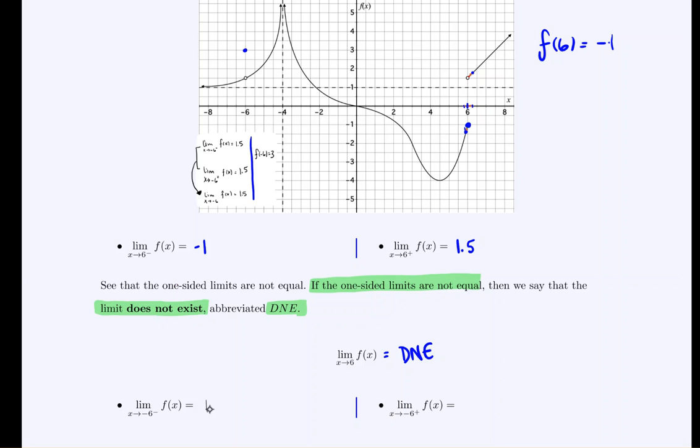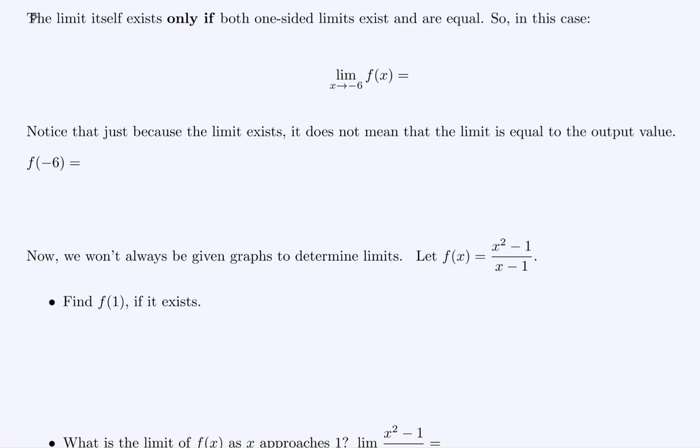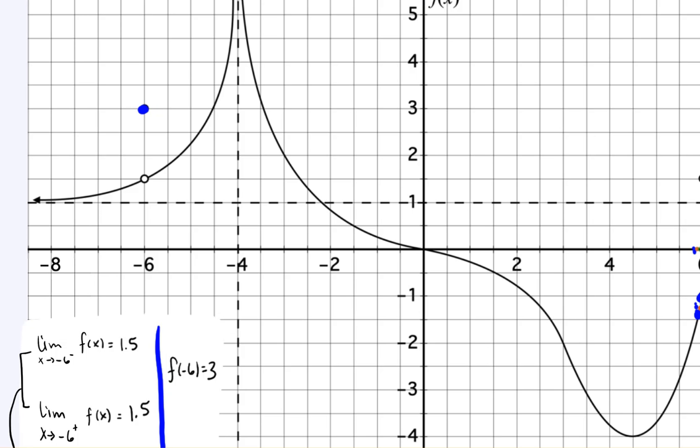We found that both the left and the right hand limits at -6 were 1.5. And we noticed that these one-sided limits agreed, and if both the one-sided limits exist and are equal, then you automatically know the two-sided limit agrees with them on that value. Now just because the limit exists does not mean the limit is equal to the output value. As we saw earlier, the actual output value at -6 was height 3, which was different than its limit values.